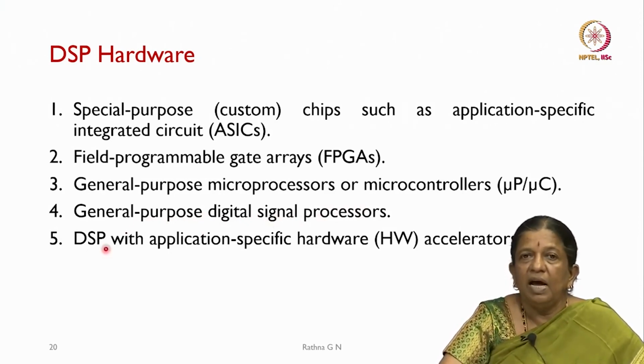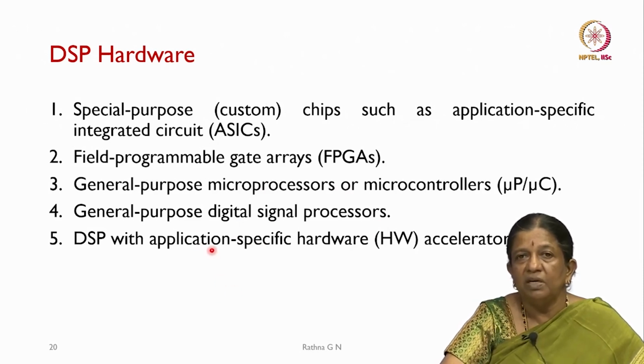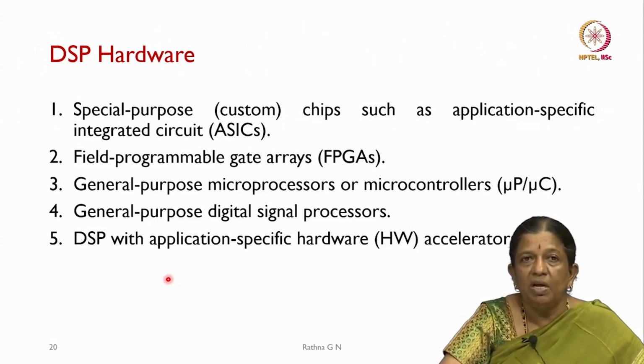The other one is we can have DSP with application specific hardware, that is, we call them hardware accelerators. So, with respect to a general purpose processor, we can have hardware accelerators particularly meant for DSP applications also, which is a possible hardware one can consider.